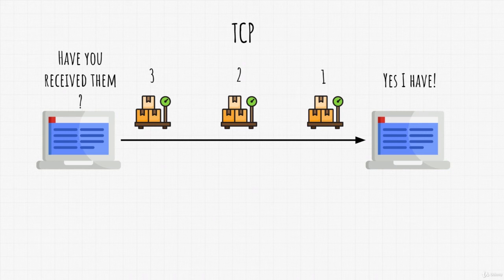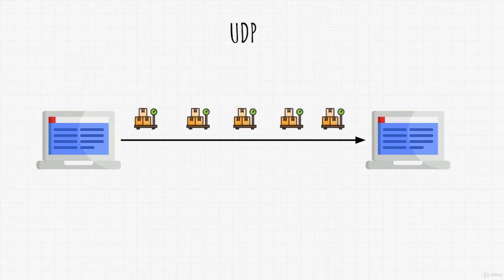UDP, on the other hand, stands for User Datagram Protocol. A datagram is the same thing as a packet of information, and UDP works similarly to TCP, but it throws all the error checking stuff out. That's why UDP is much faster. It is used when speed is desirable and error correction is not necessary. For example, UDP is frequently used for live broadcasts and online games.